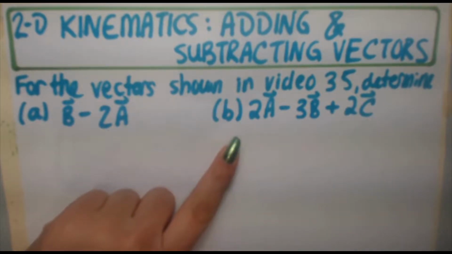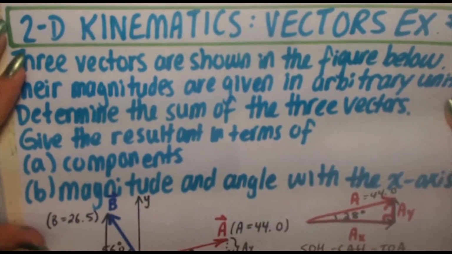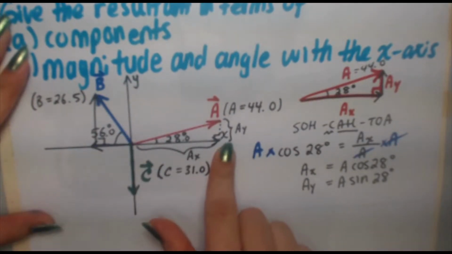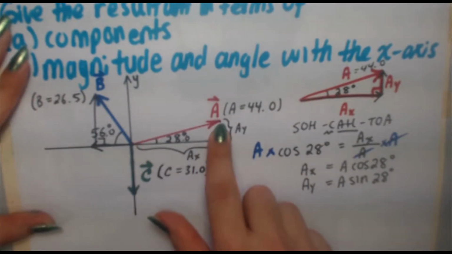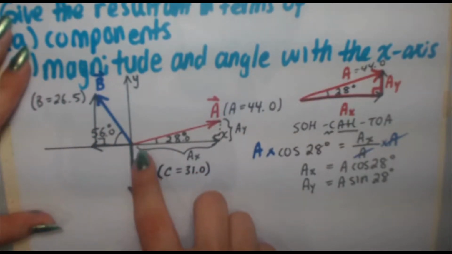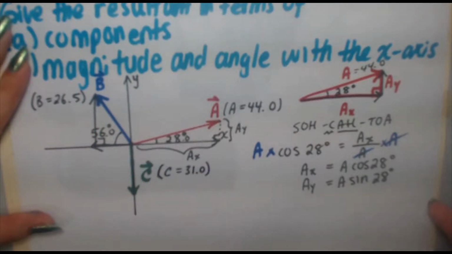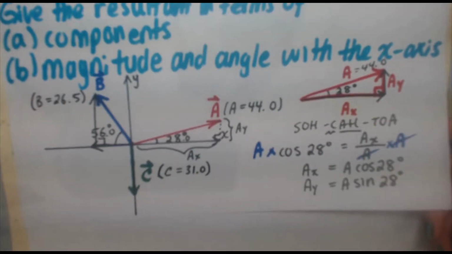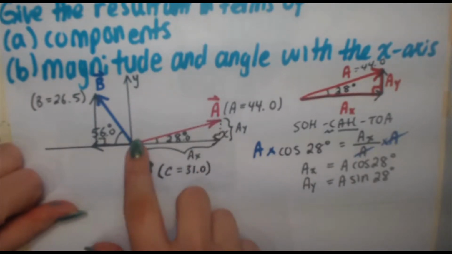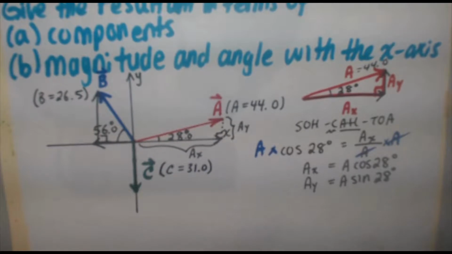If you didn't see video 35 or you don't remember, here it is once again. Here's the graph we're dealing with. You've got your Cartesian plane, your vector A with magnitude 44, your vector B with magnitude 26.5, and your vector C with magnitude 31.0. In order to not draw this once again, I'm just going to write down the components AX, AY, CX, CY, BX, BY that we had developed in this question.